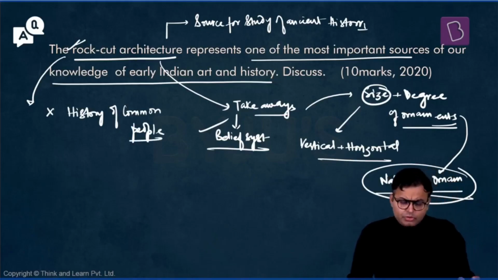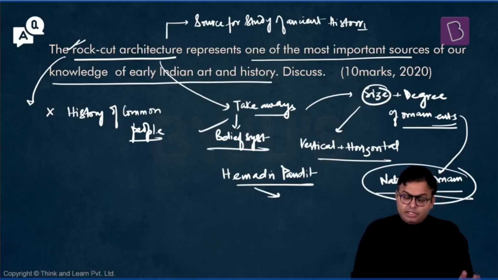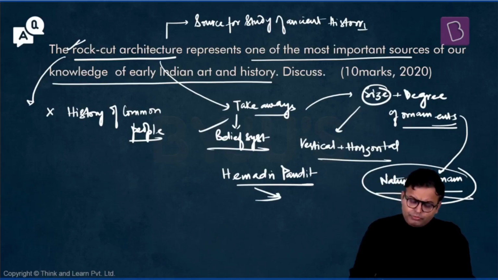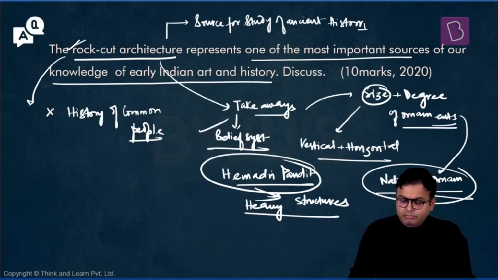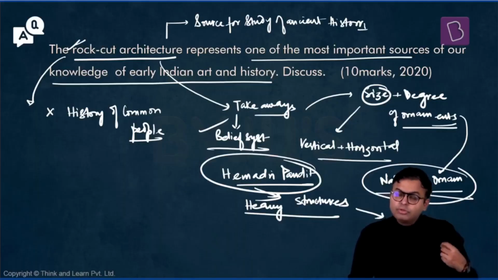The structure: for example, when we talk about Hemadri Pandit, who patronized temple architecture, and in the temple architecture of the Hoysalas, we find heavy structures. Now, heavy structures with minimum ornamentation mean that more emphasis was on preserving the structure, and there was a threat of invasion. That is also there.